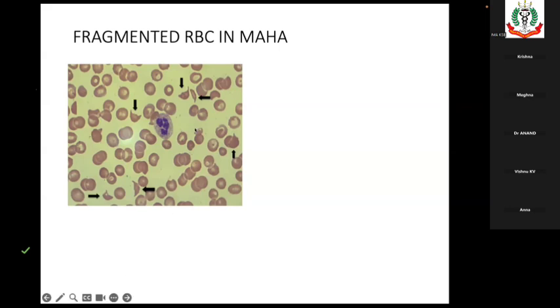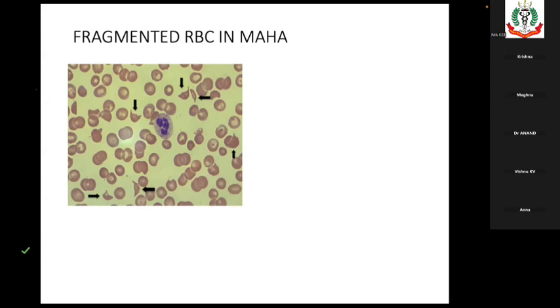So these fragmented cells can be seen in three conditions. You should know this microangiopathic hemolytic anemia in our common clinical scenarios. The most important condition is DIC, disseminated intravascular coagulation. Then another scenario is the hemolytic uremic syndrome, HUS. And another entity is TTP, that is thrombotic thrombocytopenic purpura.